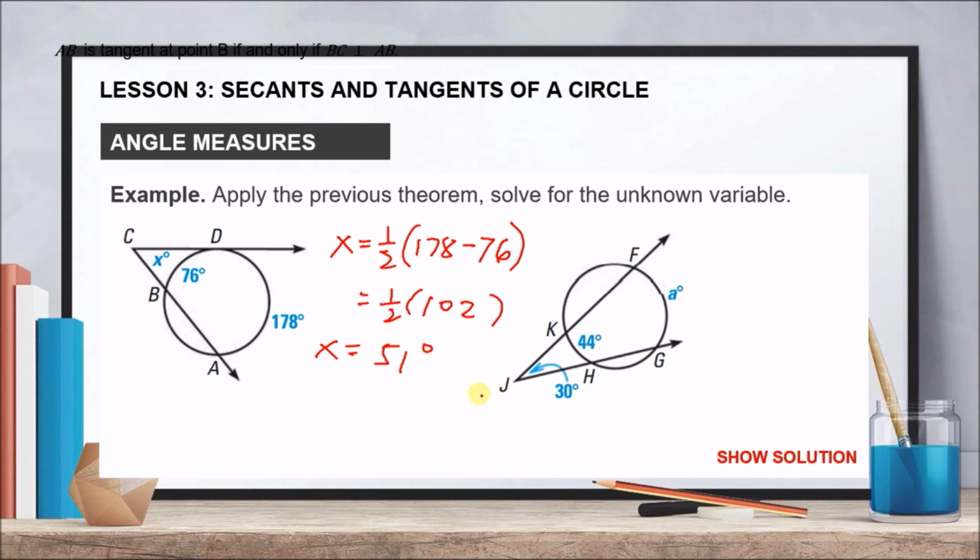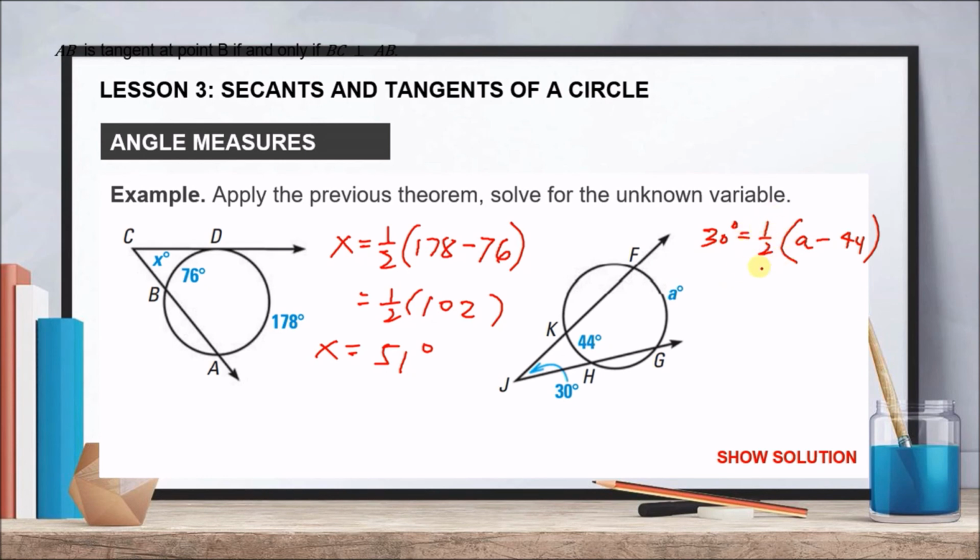As simple as that. How about this one? At this given drawing here, the outside angle formed by the 2 secants here is given as 30 degrees. So therefore, we could have this way that the 30 degrees is equal to 1/2 of the far arc, which is represented by A, subtract by 44. This is our equation.